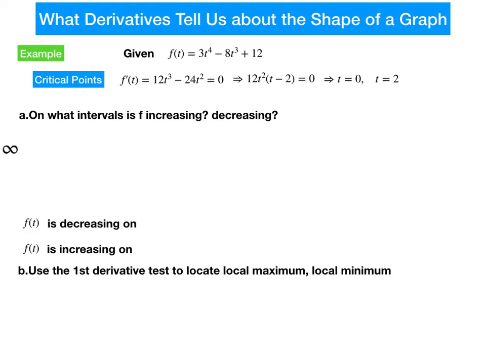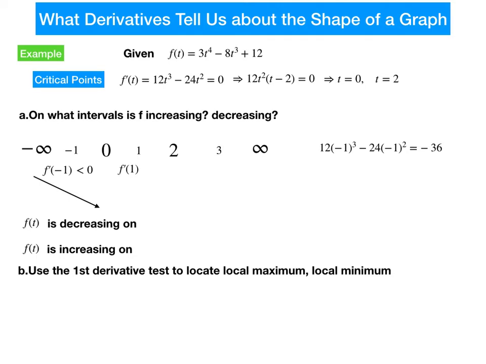Now we're going to make a table of values by starting with the domain of the function, and you add the 2 critical points and you pick a test point in each interval. The next step is to evaluate these test points using the first derivative function. F prime of -1 is -36, which is less than 0, which means the function is decreasing on this interval. F prime of 1 is also a negative value, which means the function is decreasing on this interval.